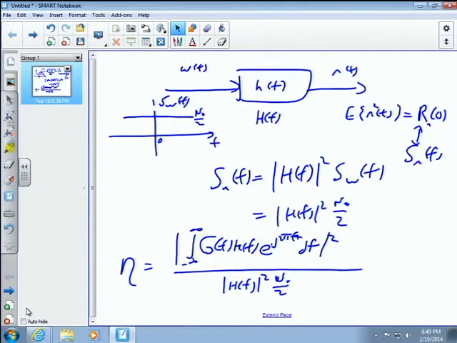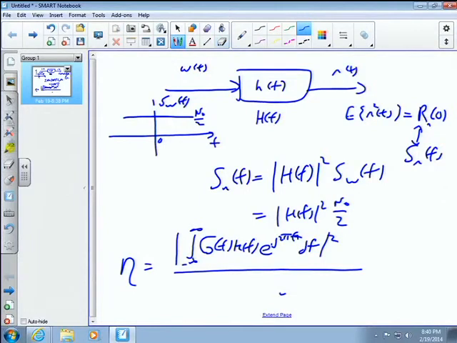So what ends up happening is we have this expression. We need to get to the denominator. I overshot, so let's get rid of this. How do we get R_n(0) from this? It's very easy. We need to take the inverse Fourier transform, but evaluate it at tau equals 0. So what you would do is, I'm going to write in red because it's going to get really confusing.